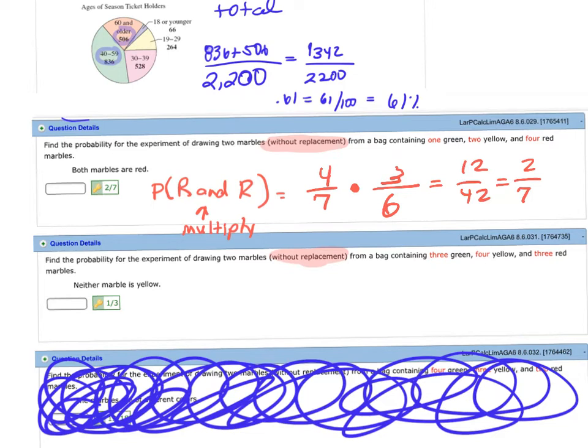Does that make sense? Yes or no? Okay. The next one is the probability that I reach in the bag twice again, but that the first one is not yellow and the second one is not yellow.